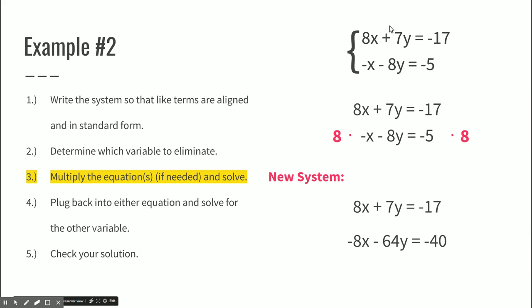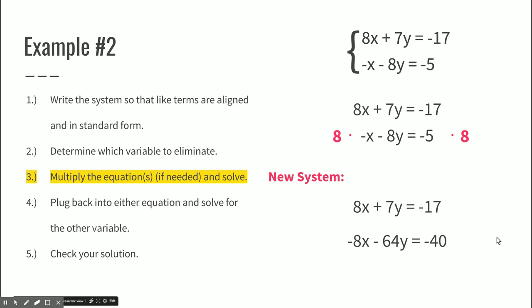Now the first equation stays the exact same. See how that didn't change at all? However, 8 times a negative x gave us a negative 8x. 8 times a negative 8y gave us a negative 64y. And 8 times negative 5 gave us negative 40.